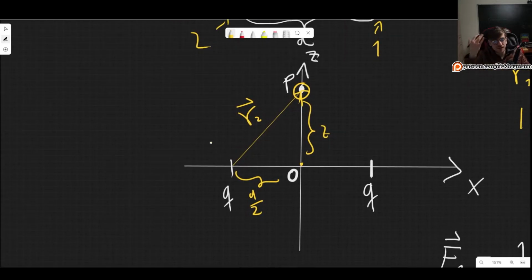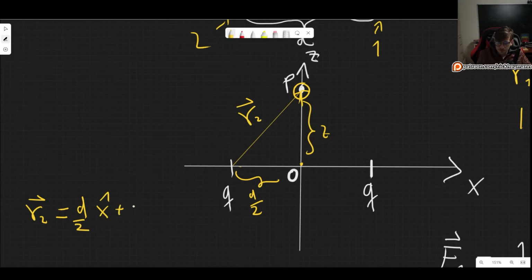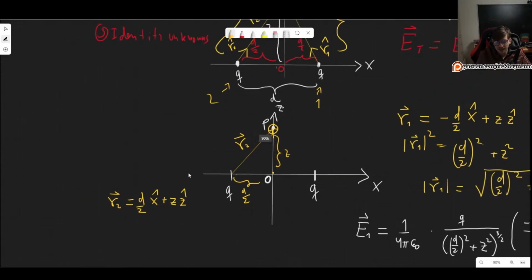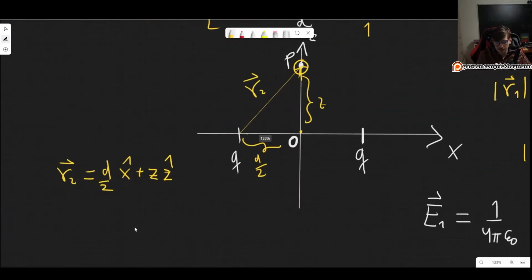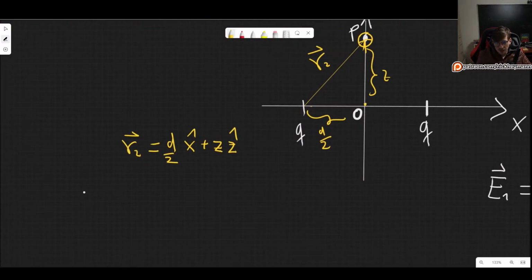Okay, so how do we find this vector? Again, think of the definition of the vector. The vector goes from one place to the other. How do we go from here to there? Well, first we can go d over 2 steps in the x direction, right? So the r2 vector is going to be d over 2 steps in the x direction, and then we go z steps in the z direction. So as you can see, it is basically the same thing as r1, but it doesn't have this minus sign.